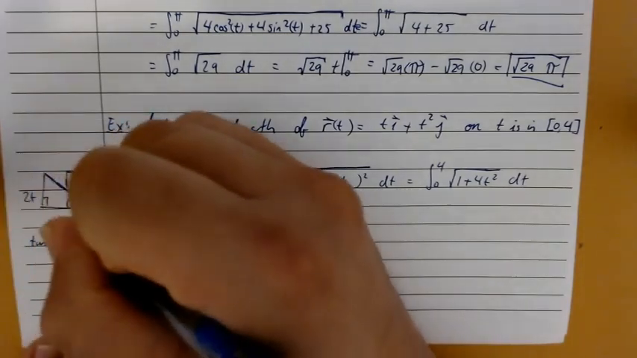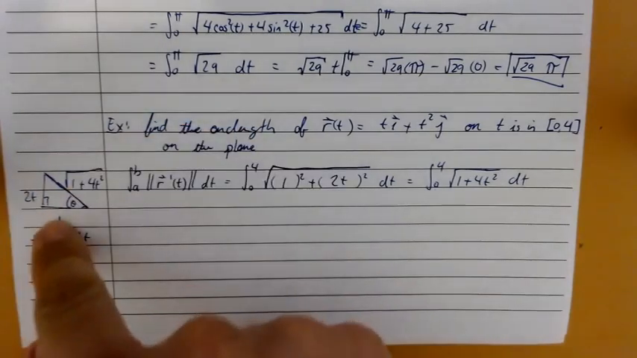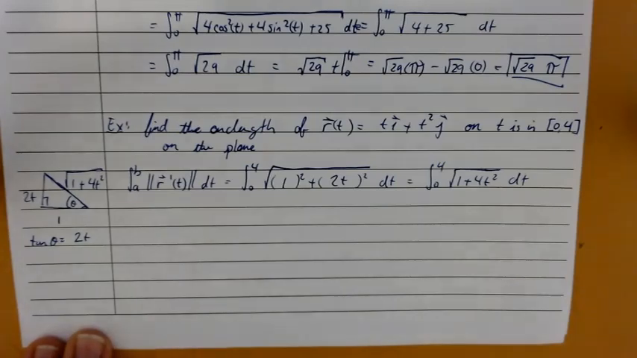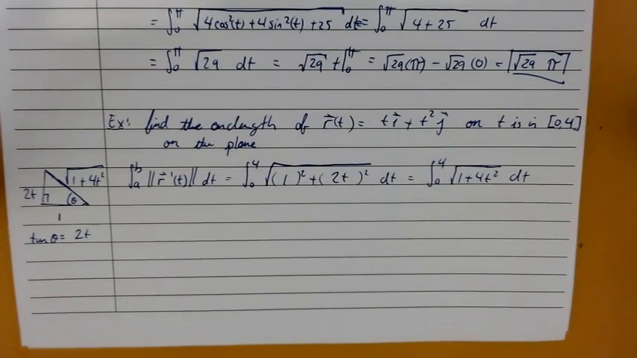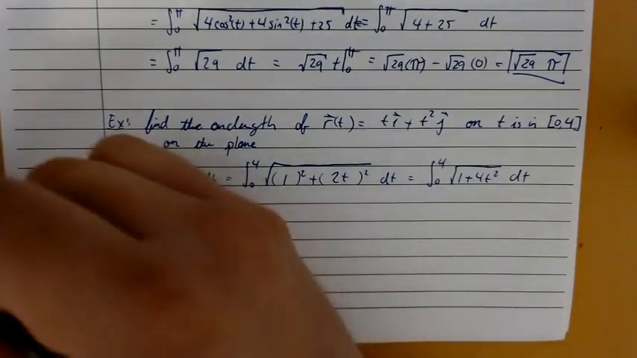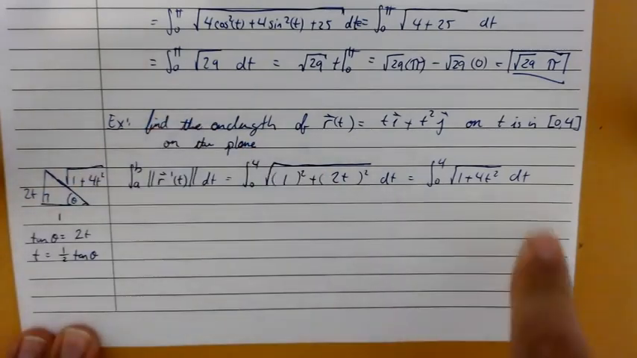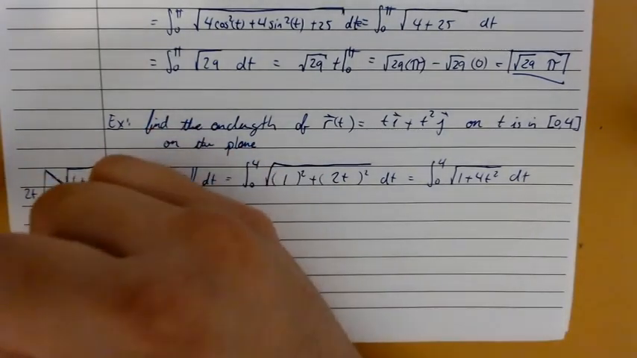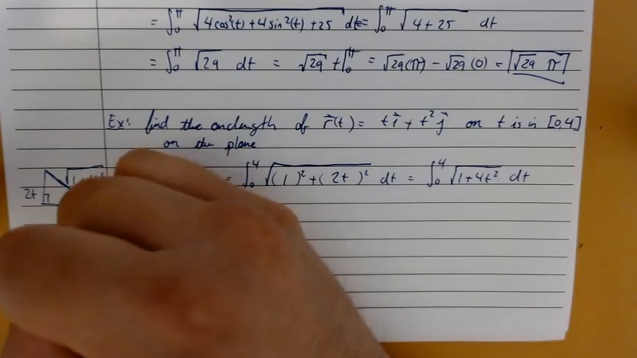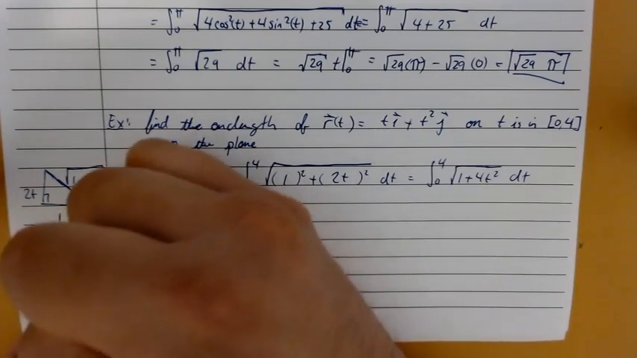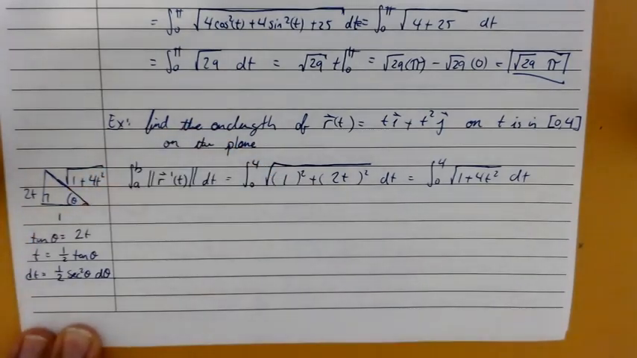Tangent of theta is opposite over adjacent. Here I can write that over 1, or I can just leave it like that because it's the same thing. So right here, we could now substitute using 2t is equal to the tangent of theta. Well, if 2t is equal to the tangent of theta, that means t is equal to 1/2 tangent of theta, which means that our differential, dt, is going to be 1 over 2 times the derivative of tangent of theta, which is secant squared of theta, d theta.